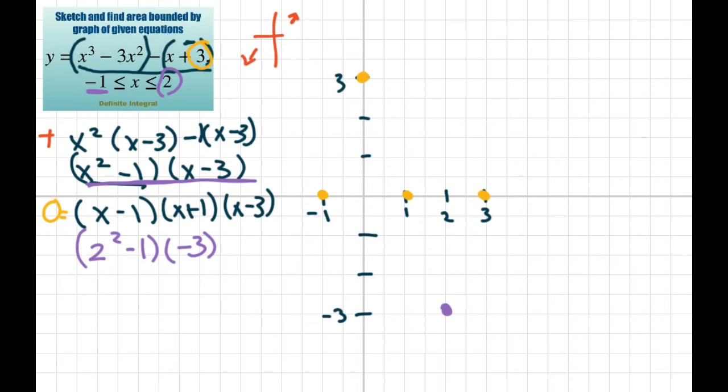I'm using a grid, but usually when they say sketch, that means no grid. So we're starting at -1, and we're just going to kind of sketch it and go through the 1. Then we're going to this -3 here at 2, and then we have to stop here at 3. All right, given that.